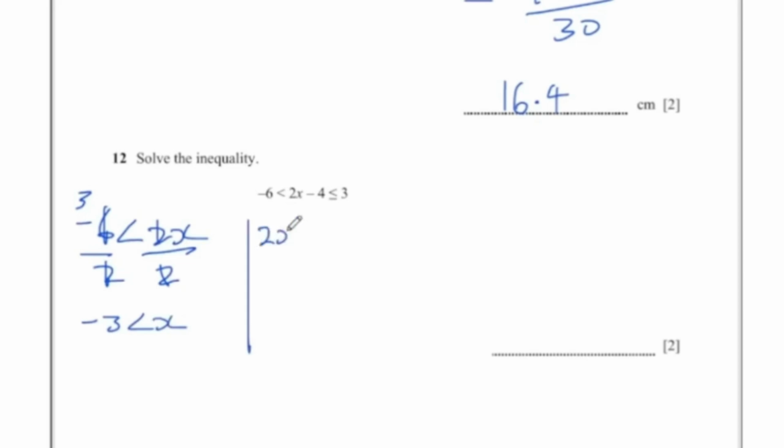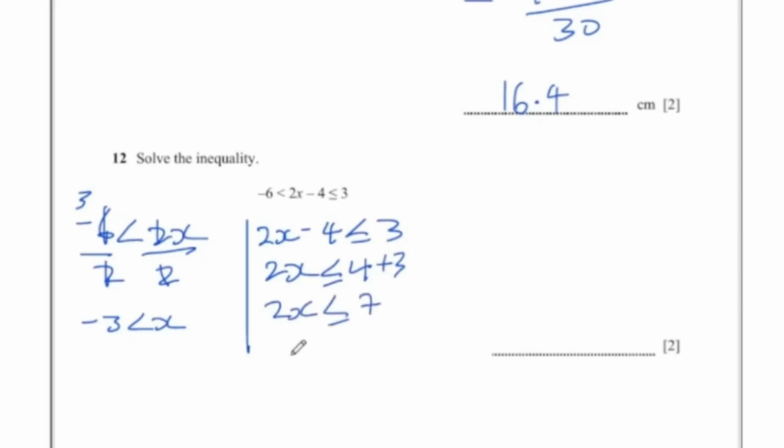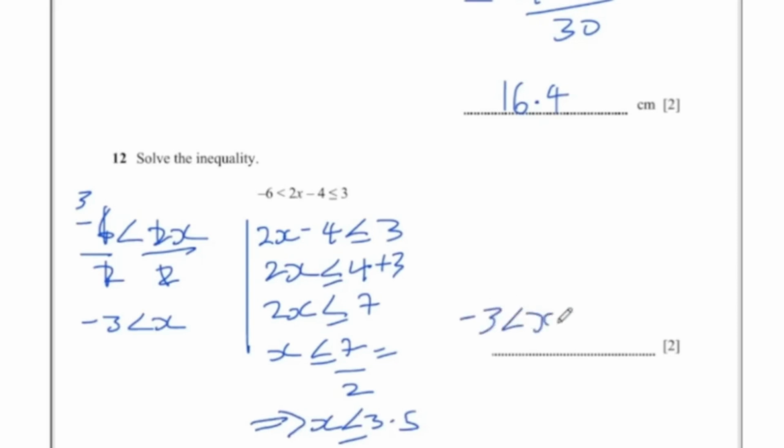So we have 2x minus 4 is less than or equal to 3. We have 2x is less than or equal to 4 plus 3, or 3 plus 4. 2x is less than or equal to 7. So x is less than or equal to 7 over 2, which implies that x is less than or equal to 3.5. So the range of our solution must be minus 3 less than x, less than or equal to 3.5.